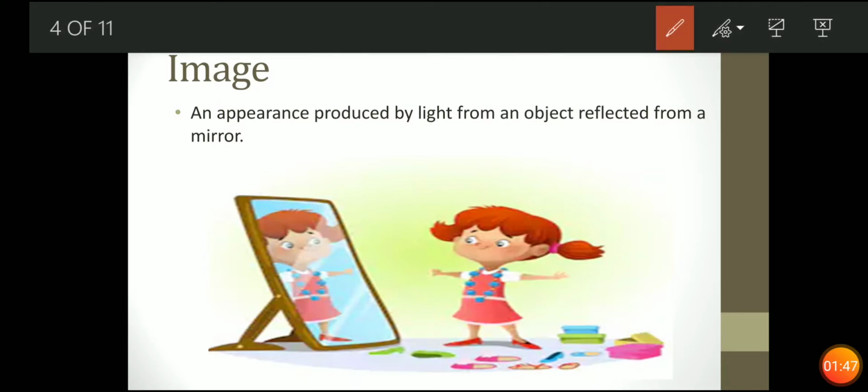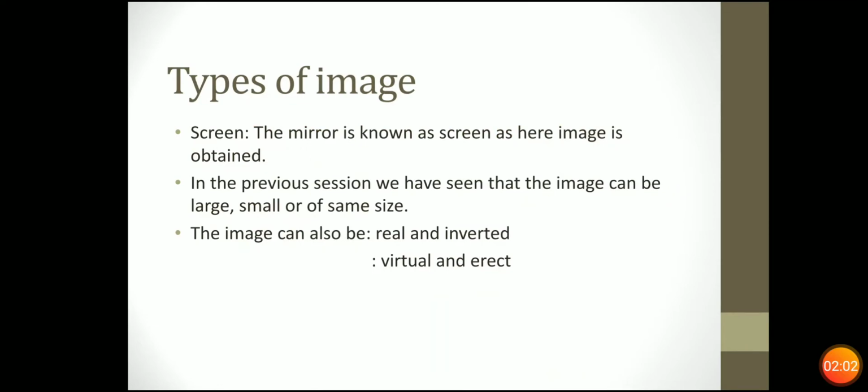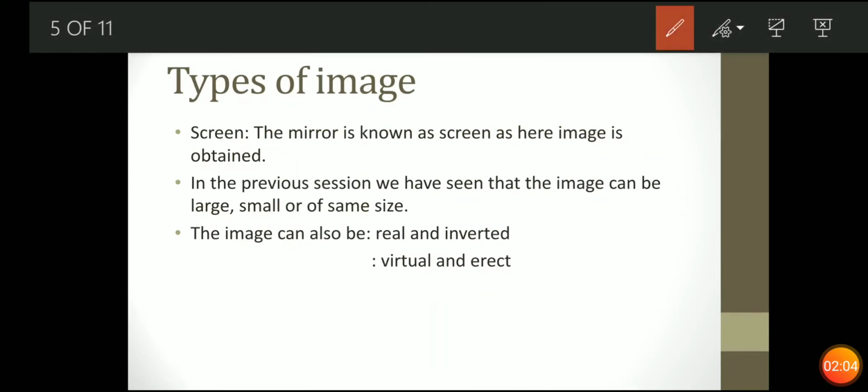Now, in the previous class, we have studied what an image is. That is an appearance produced by light from an object reflected from a mirror. Fine. This is the image of the girl reflected from the mirror. Now, we have types of images, but before that, we should know some terms. What are the conditions necessary for an image? That is, an object should be there, a source of light, and a screen. And here the screen is the mirror. So the mirror is known as the screen, as here the image is obtained. What is the screen over here? Your mirror, because here your image formation is happening.